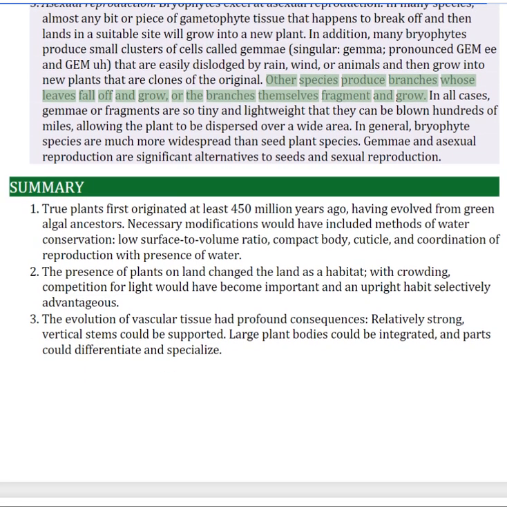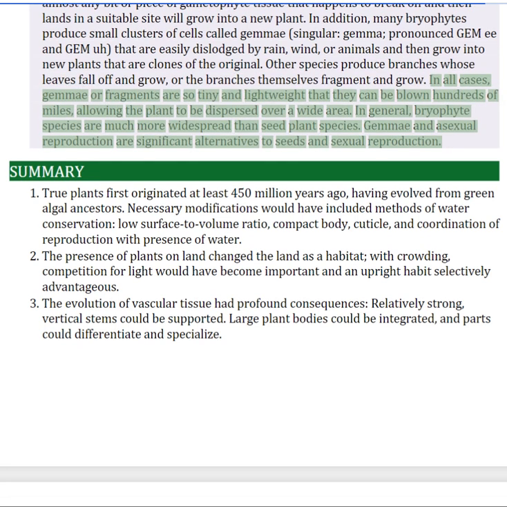Other species produce branches whose leaves fall off and grow, or the branches themselves fragment and grow. In all cases, gemmae or fragments are so tiny and lightweight that they can be blown hundreds of miles, allowing the plant to be dispersed over a wide area. In general, bryophyte species are much more widespread than seed plant species.